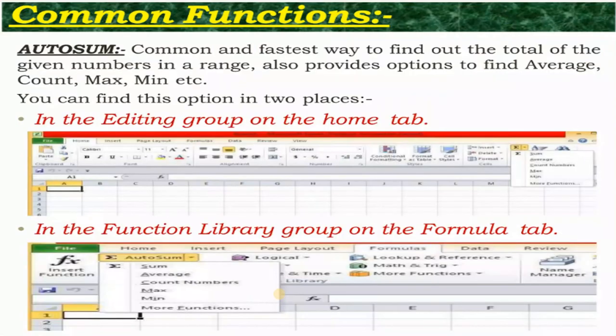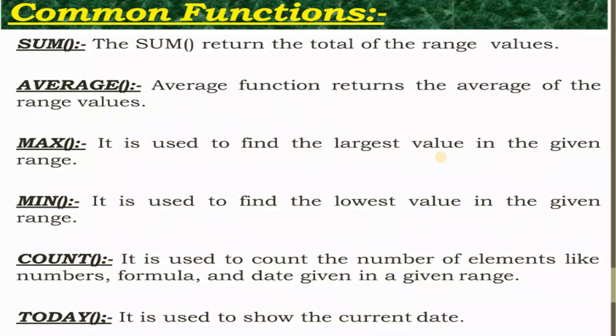Next, some common functions. These are the fastest way to find the average, count, maximum, minimum, and many more functions are there. So you can see these functions over there. I will show you in the practical part where you can find these functions, or if you are unable to find a function, how to find that particular function. So these are some common functions and their functionality.